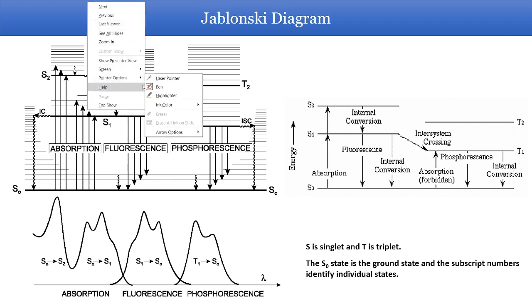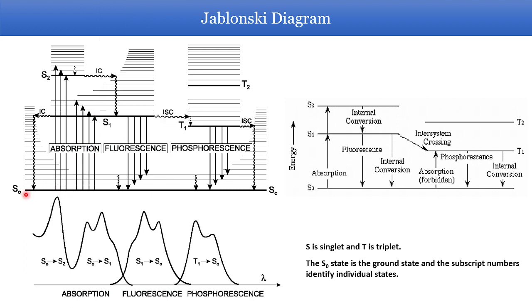So if I show over here, this is the ground state, this is the S1 state, that is the singlet state, and the singlet 2 state, whereas over here T stands for triplet 1 and triplet 2. So these are the different levels. So absorption is excitation from the ground state to the higher orbitals.